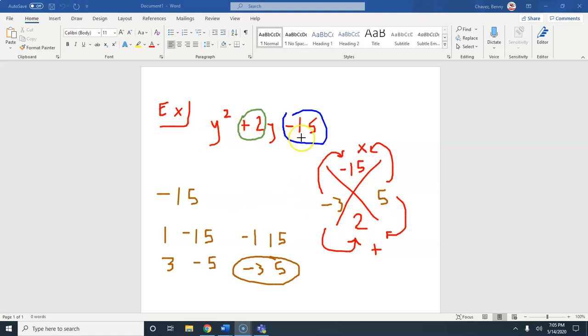So now, again, keeping the variables consistent, you can't change. It's going to be y minus 3, because 3 is negative, times y plus 5. And that's your answer.